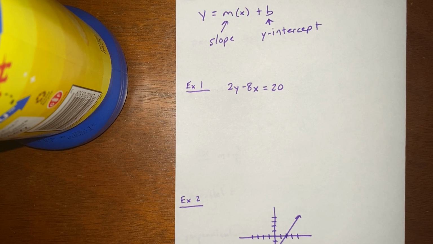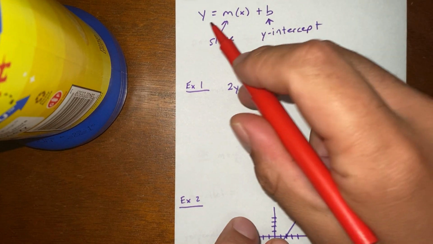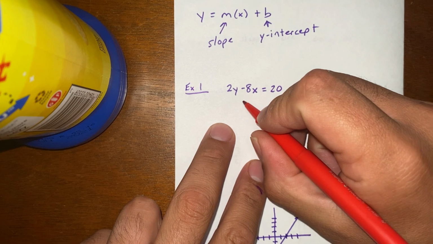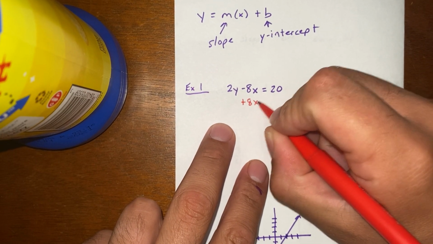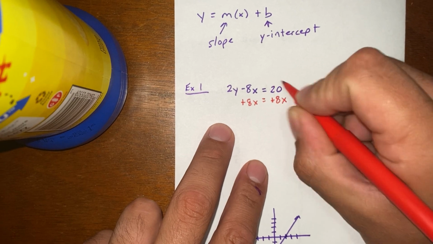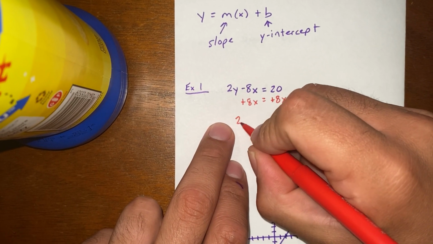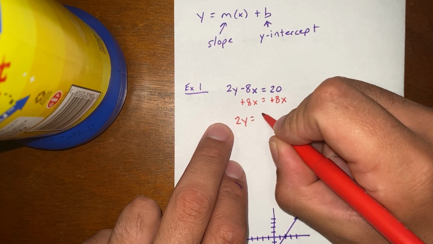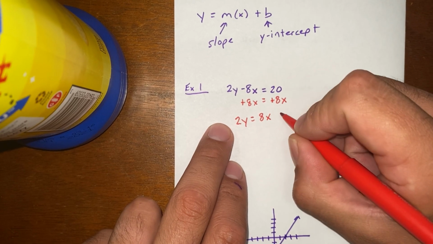2y - 8x = 20. So I need the x on the right side, so I'm going to add 8x. Remember, I can't combine those. So now I get 2y = 8x + 20.